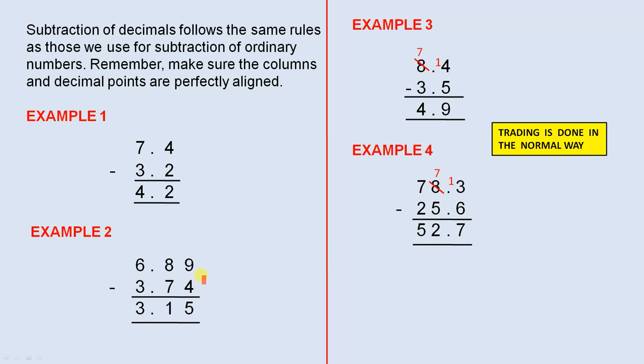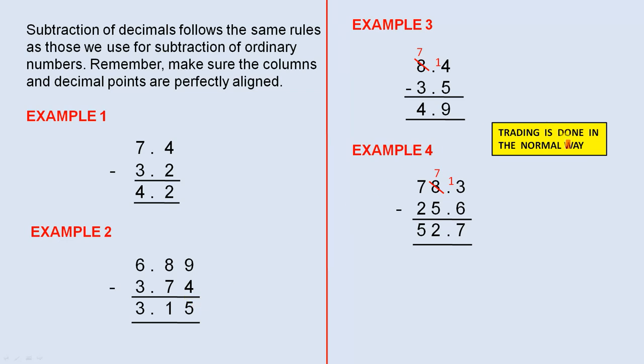Here's a very similar one, example 2, 6.89 minus 3.74. You can see when you do the subtraction, you put the answers perfectly underneath, so each column is perfectly aligned.